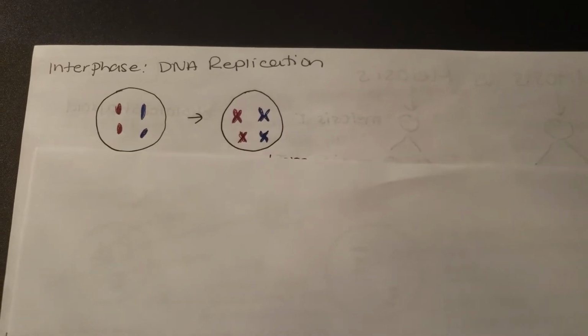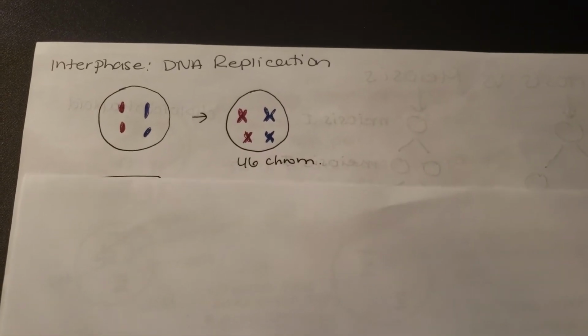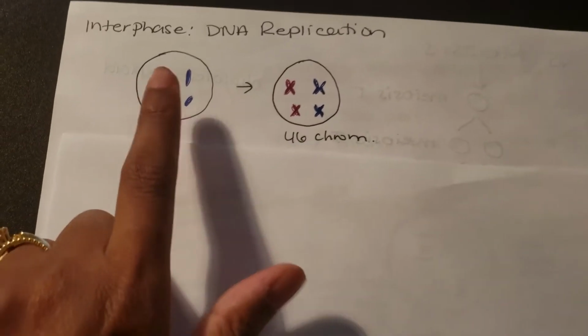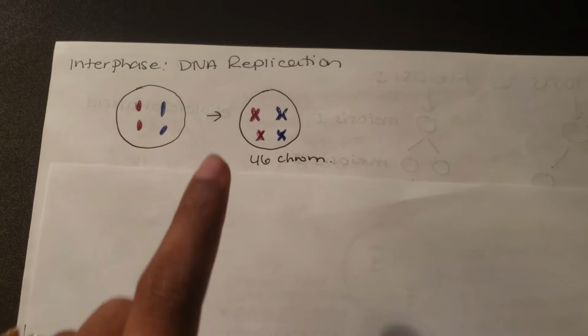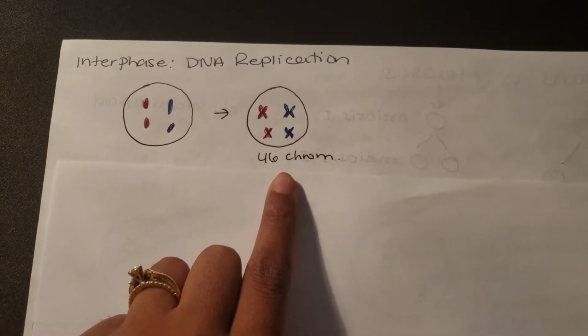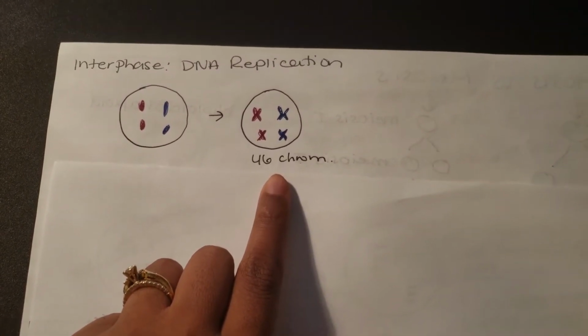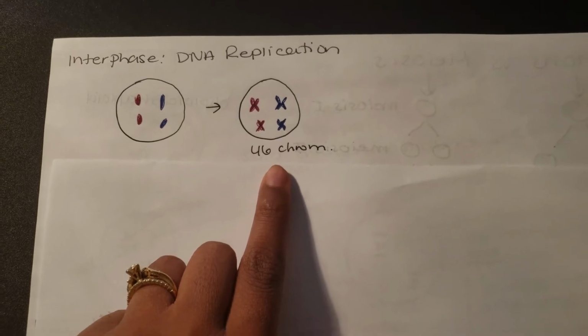All right, so let's talk about what happens right before PMET. I know I said that we have interphase, which is where DNA replication occurs, but let's look at what happens in meiosis during interphase. So in interphase, you have chromosomes from mom and dad, and they're going to have 46 chromosomes in them. So if you remember, this means that they're diploid, okay?